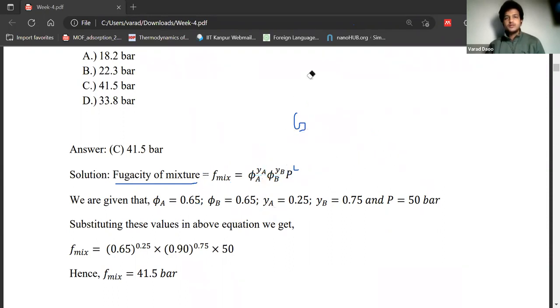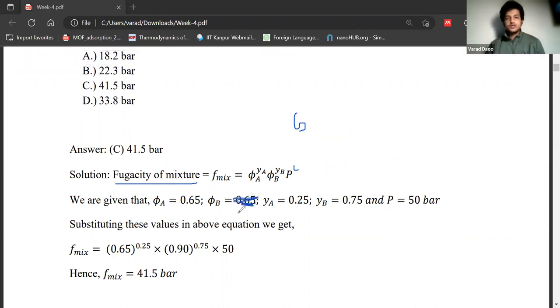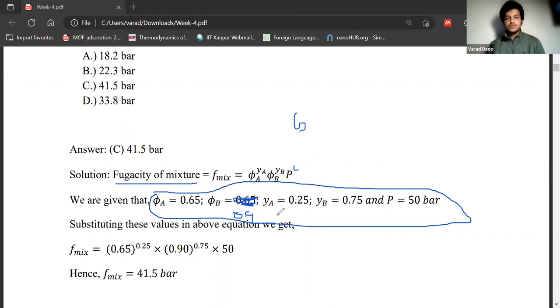Okay, this is given as, this is not 0.65, this is 0.9. Okay, phi b is 0.9. So once we substitute these values into this expression, what we get is f mix equal to 0.65 to the power y, it is the expression, multiplied by phi b to the power yb multiplied by total pressure.